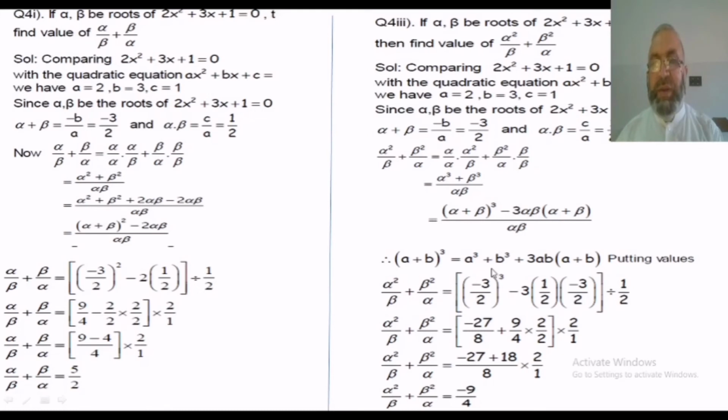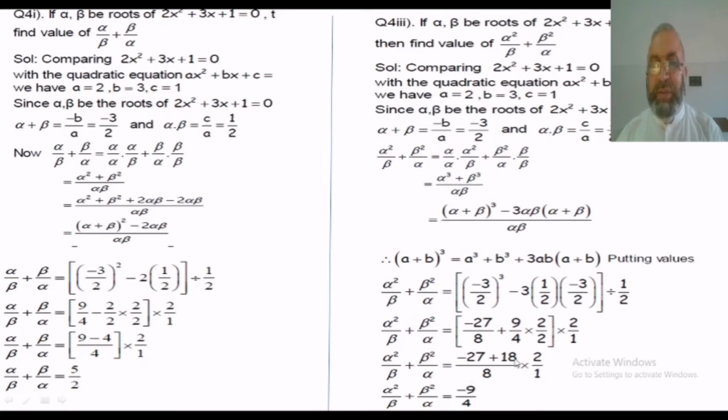That is equal to the sum of the roots, alpha plus beta, that is minus 3 by 2. So minus 3 by 2 cube minus 3 into alpha beta, 1 by 2, into again the sum of the roots, minus 3 by 2, and the whole divided by alpha beta, the product, whole divided by 1 by 2. Simplifying this, minus 3 cube is minus 27, 2 cube is 8, plus, minus becomes positive, plus 9 by 4.